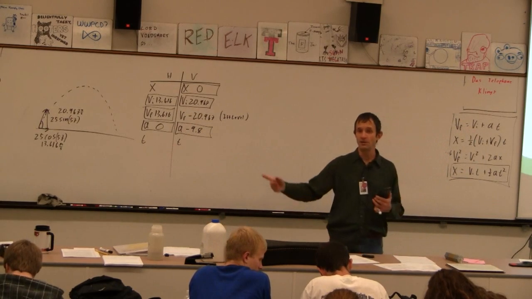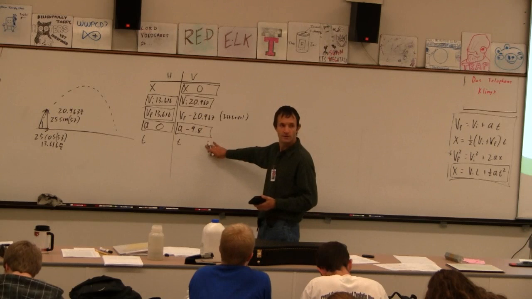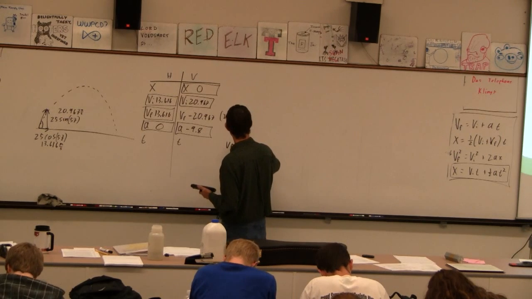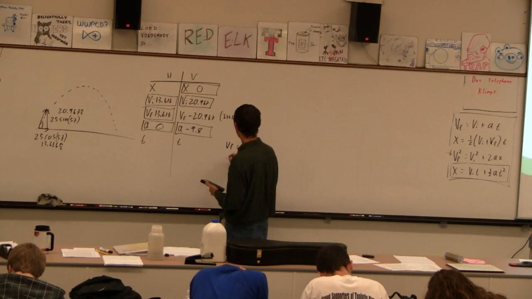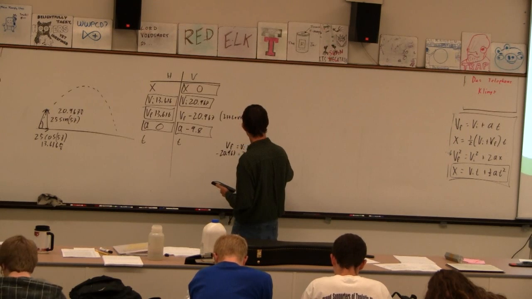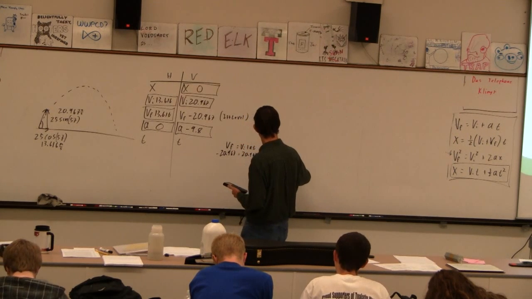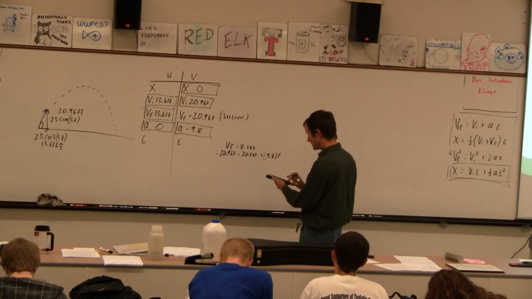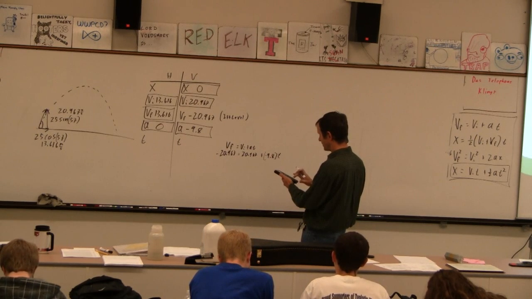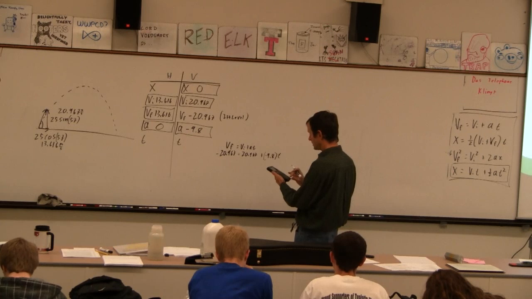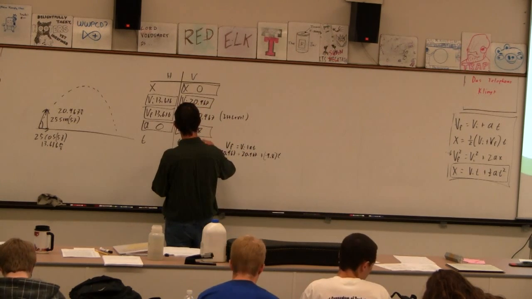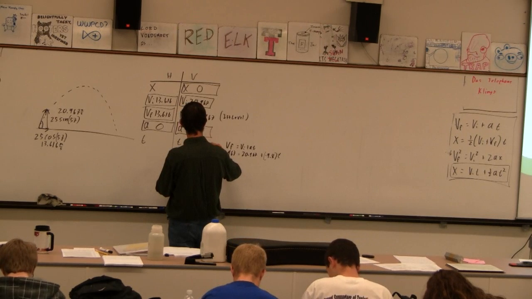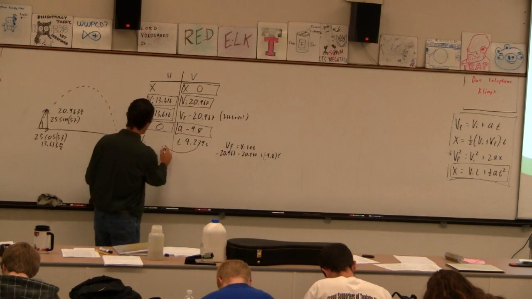Okay, are we ready to keep going? So how did you find time? Did we find time? I used VF equals VI plus AT. Yeah? So negative 20.967, times 2, divided by 9.8. Do you guys get like 4.279? Yeah? And then the time goes across.